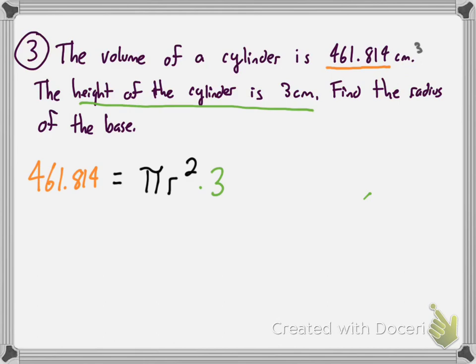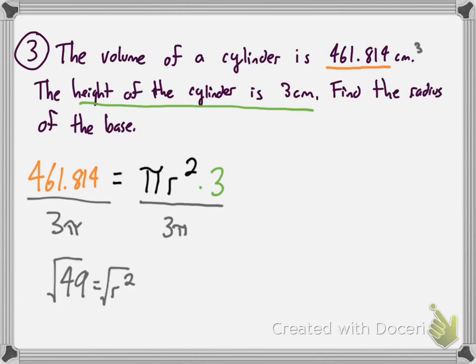So here, since I'm not given that volume in terms of pi, I can't just get rid of the pi on both sides. But what I'm going to do is try to get r by itself. So I'm going to divide both sides by 3 pi. When I do that in my calculator, I'm going to see that it actually comes out to be a nice whole number. I have 49 equals r squared. So my last step, square root both sides, and I get 7.